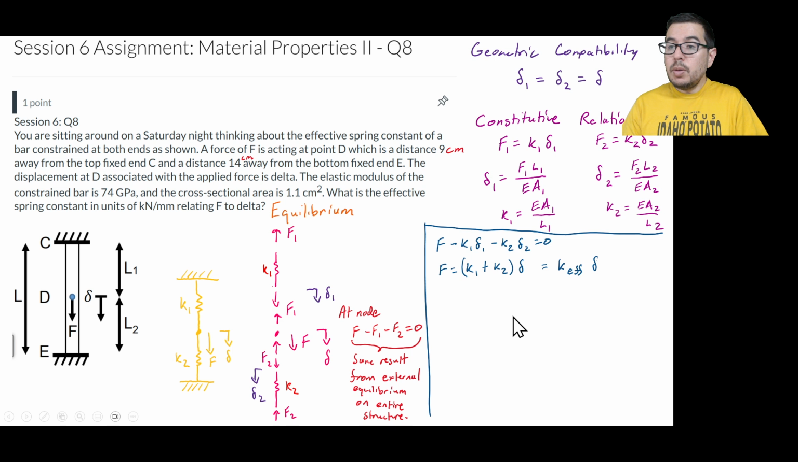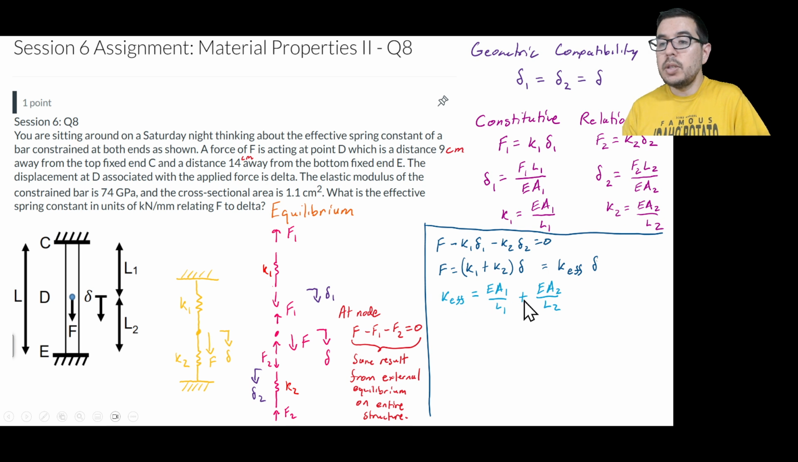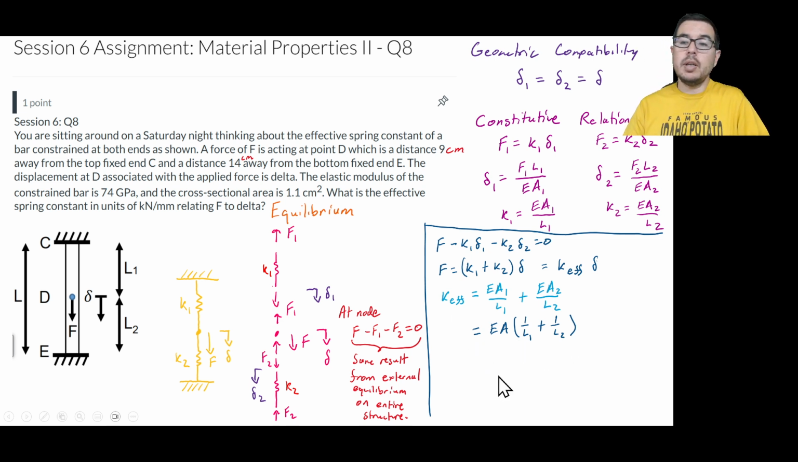What does an effective spring constant look like for this system? Well, K1 is equal to this, and K2 is equal to that. So we can write out that the K effective is equal to EA1 over L1 plus EA2 over L2. In this case, it's the same material, and we're saying also that the cross-section doesn't change. So we can go one step further and say that EA times quantity 1 over L1 plus 1 over L2 will be the effective spring constant.